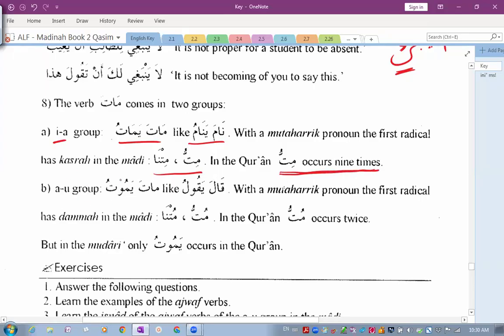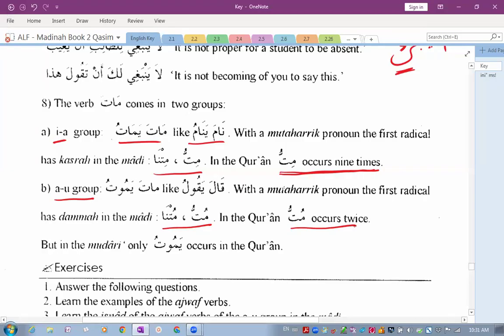Second part, the same mata can also come from mata yamutu, the AU group, like qala yaqulu. With a mutaharrik pronoun, the first radical has a dhamma in the madi: mittu and muttu. In the Quran Majid, muttu occurs twice. So some verbs, rare but some verbs, can come from more than one bab.